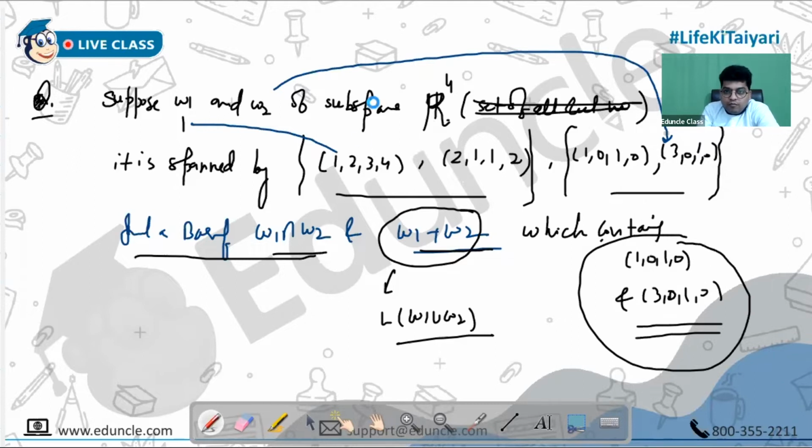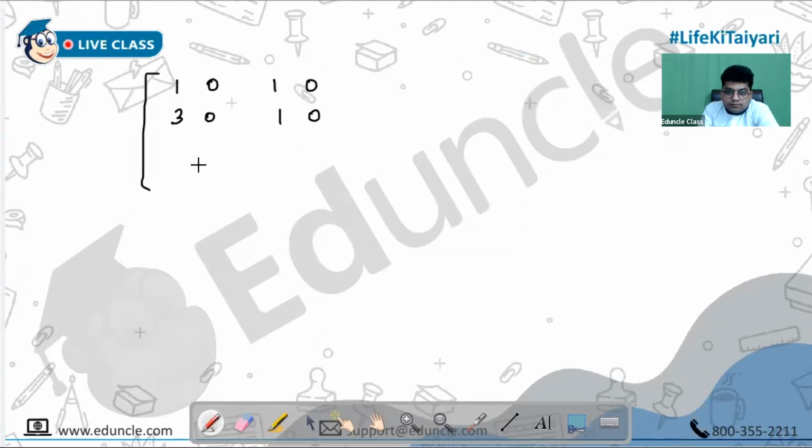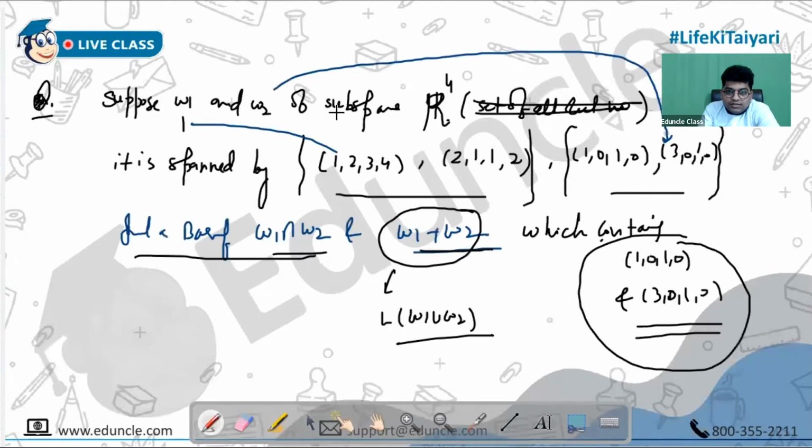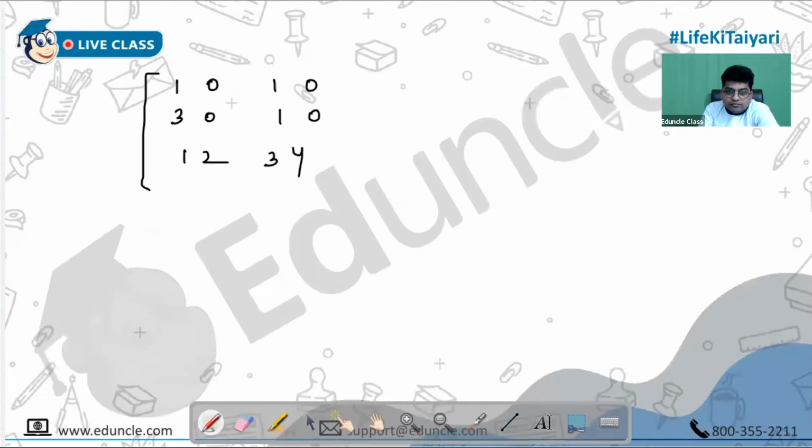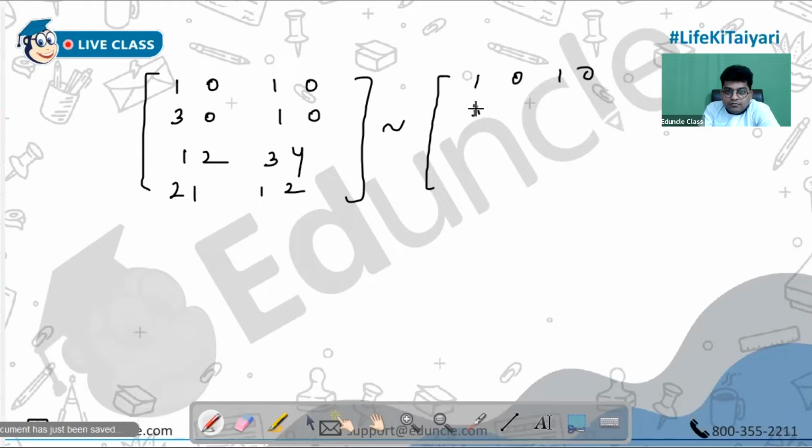Then (1, 2, 3, 4) and (2, 1, 1, 2). Now apply row transformation. We will keep these two rows, but what I am doing is 3 times the row minus the other, so that it becomes 0.